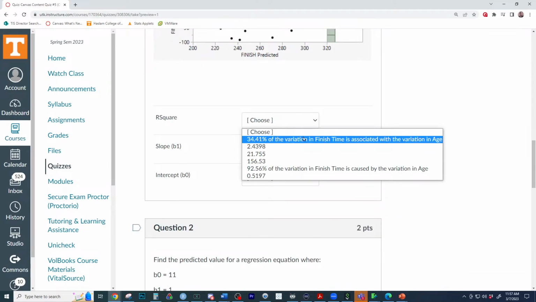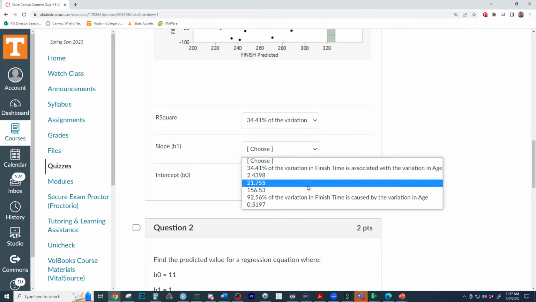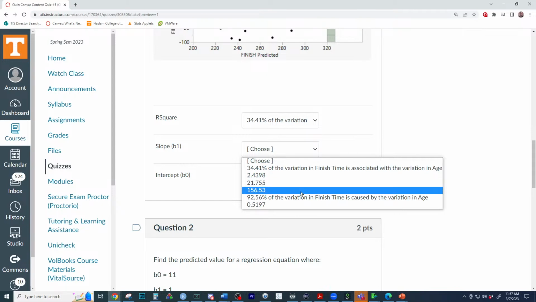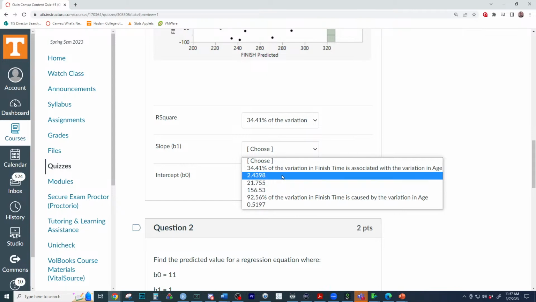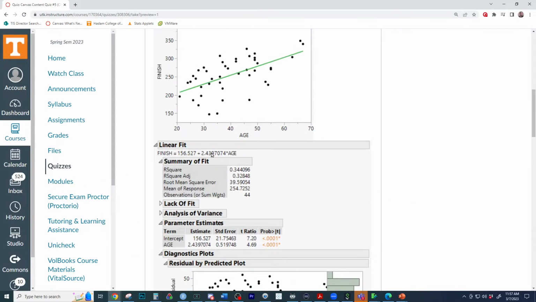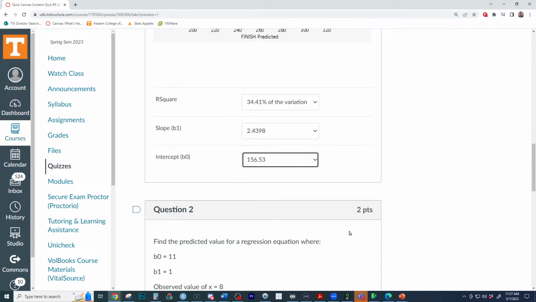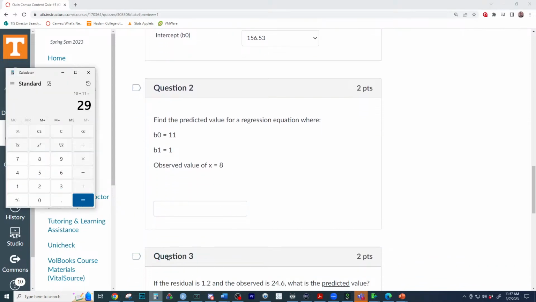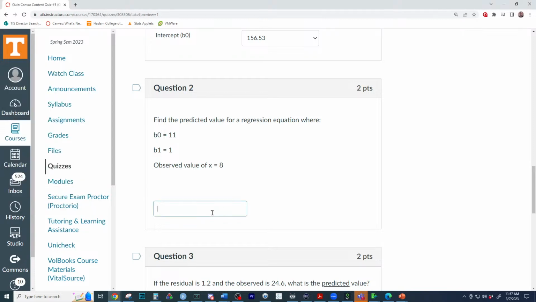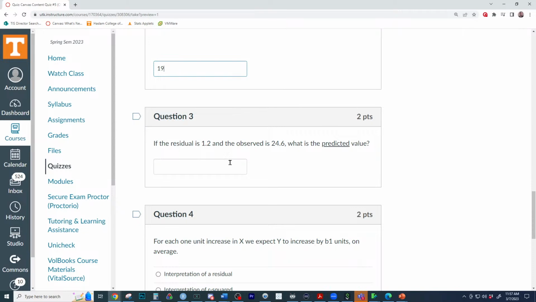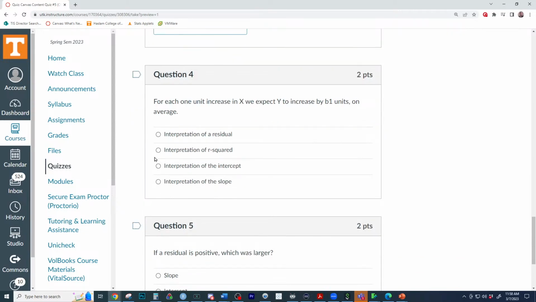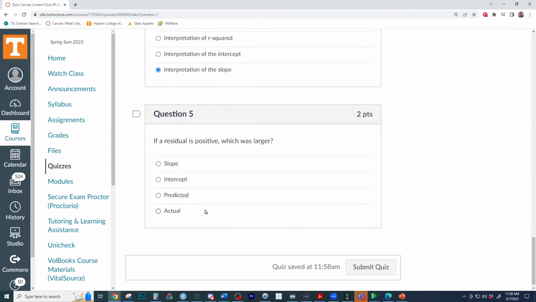Make sure to interpret all the output right here. The slope was... There's the slope coefficient right there and right there. And the intercept is that right there. Find the predicted value, just plugging in 8 times x plus 8 times b1. There it is right there. What was the predicted value? Well, it's positive. That's very similar to the one we got earlier, 23.4. That's the interpretation of the slope right there. And if the residual is positive, then the actual was higher.